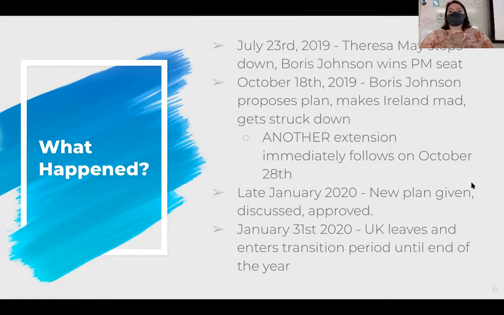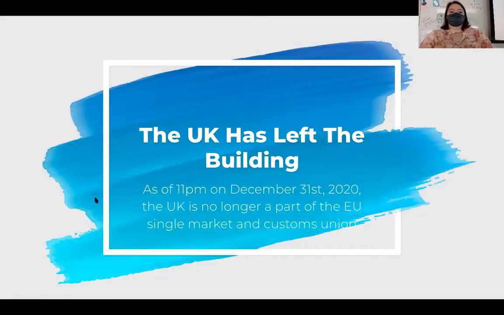And officially by the end of the year, as of 11 p.m. on December 31st, 2020, the UK is no longer a part of the EU single market and customs union. Officially, on December 31st, the UK has left the building. They are no longer a part of the European Union. They had successfully completed their transition period, and they are an independent, non-unionized country once again, or I should say countries.